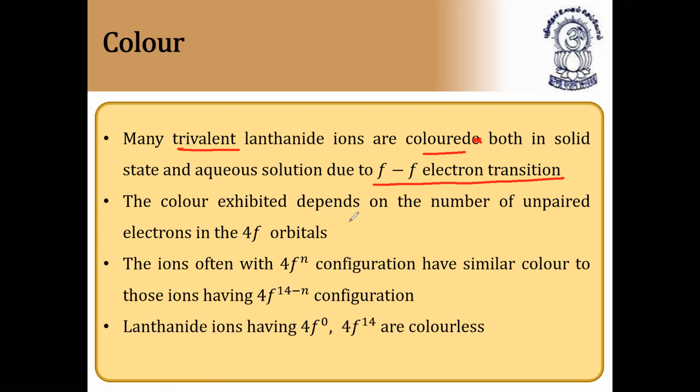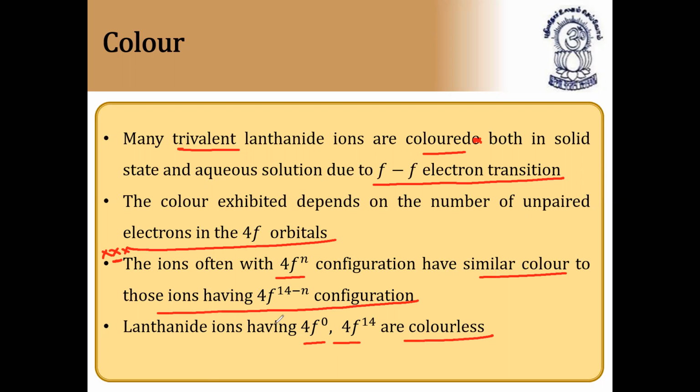The color exhibited depends upon the number of unpaired electrons in the 4f orbitals. The ions with 4f^n configuration often have a similar color to ions having 4f^(14-n) configuration. Very, very important point here. So they have similar colors, that is 4f^n or 4f^(14-n). For example, lanthanides having 4f0 or 4f14 are colorless.